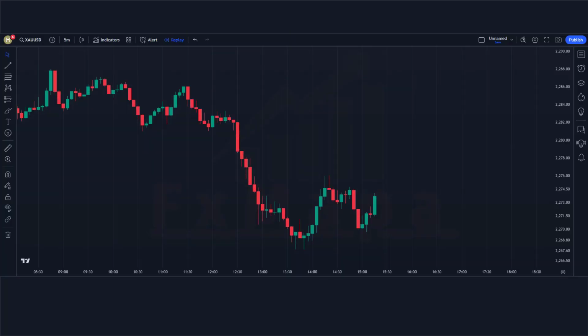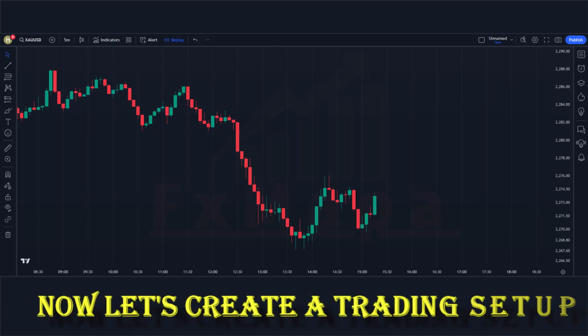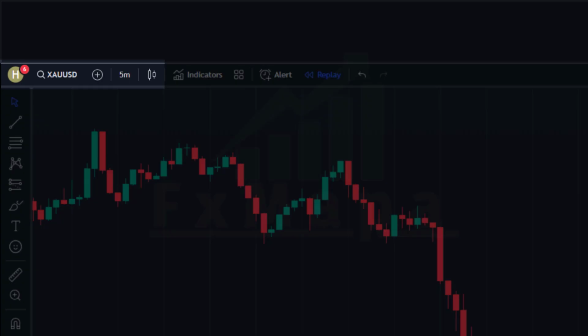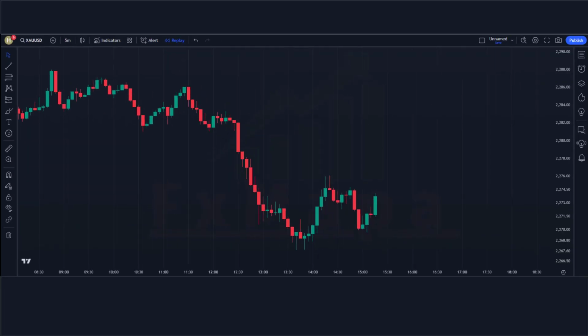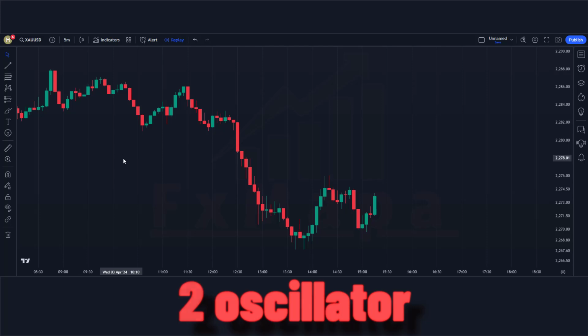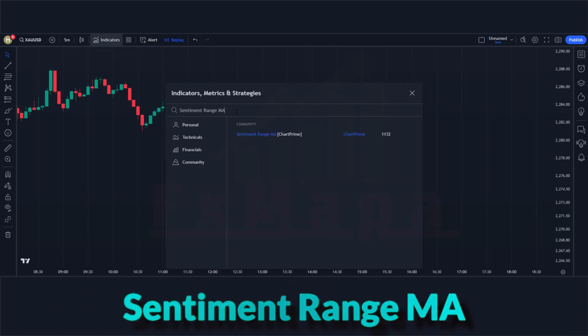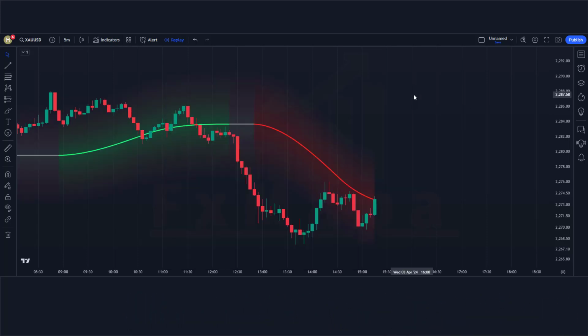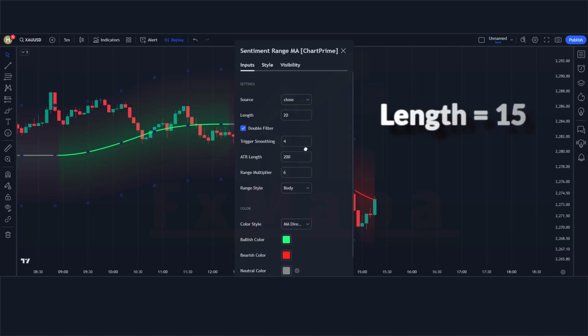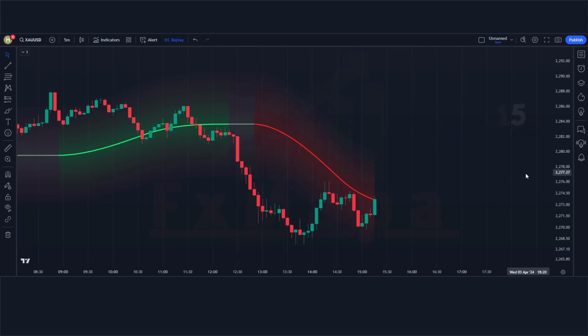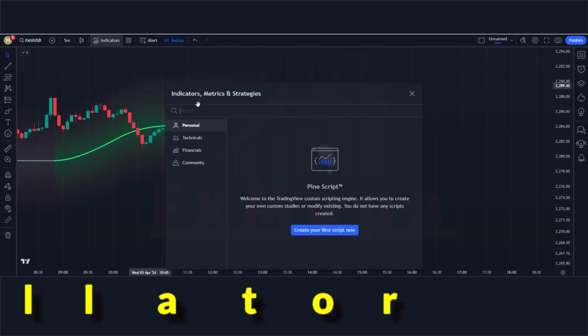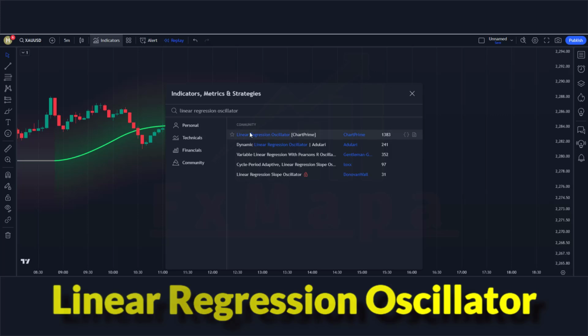So let's get started. Now let's create a trading setup. We are going to test this strategy on the 5 minutes time frame and XAU/USD chart. In this setup we would require two oscillators. First indicator name is Sentiment Range MA. Keep the indicator settings as I have shown here. Second indicator name is Linear Regression Oscillator.